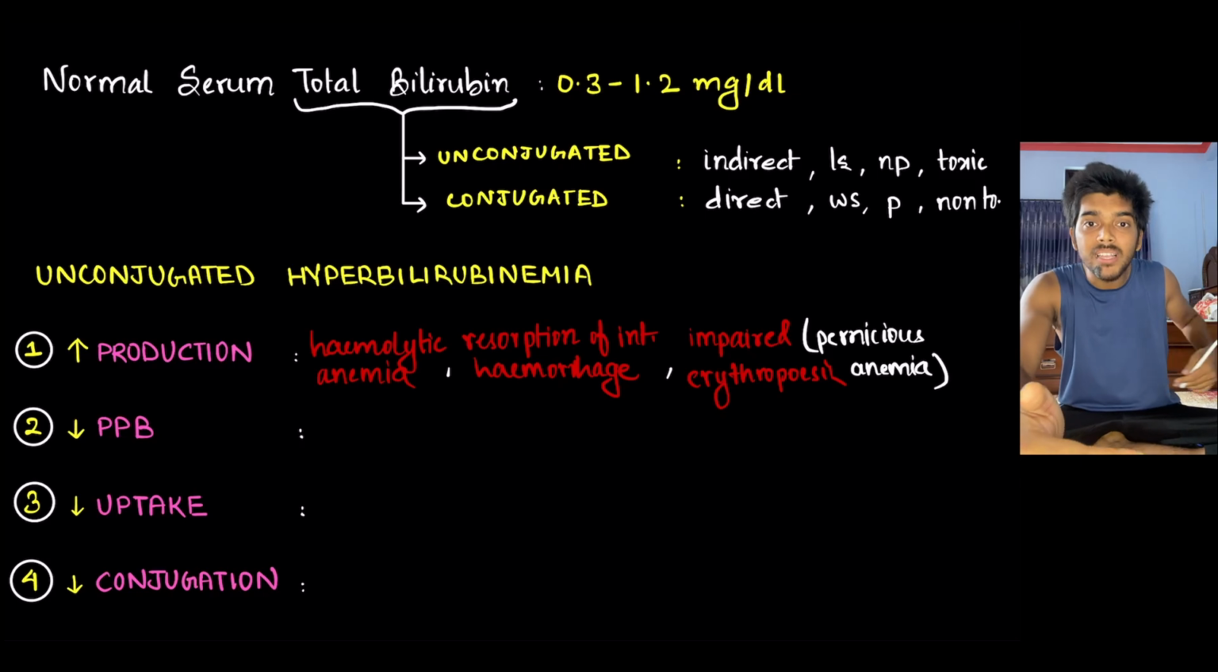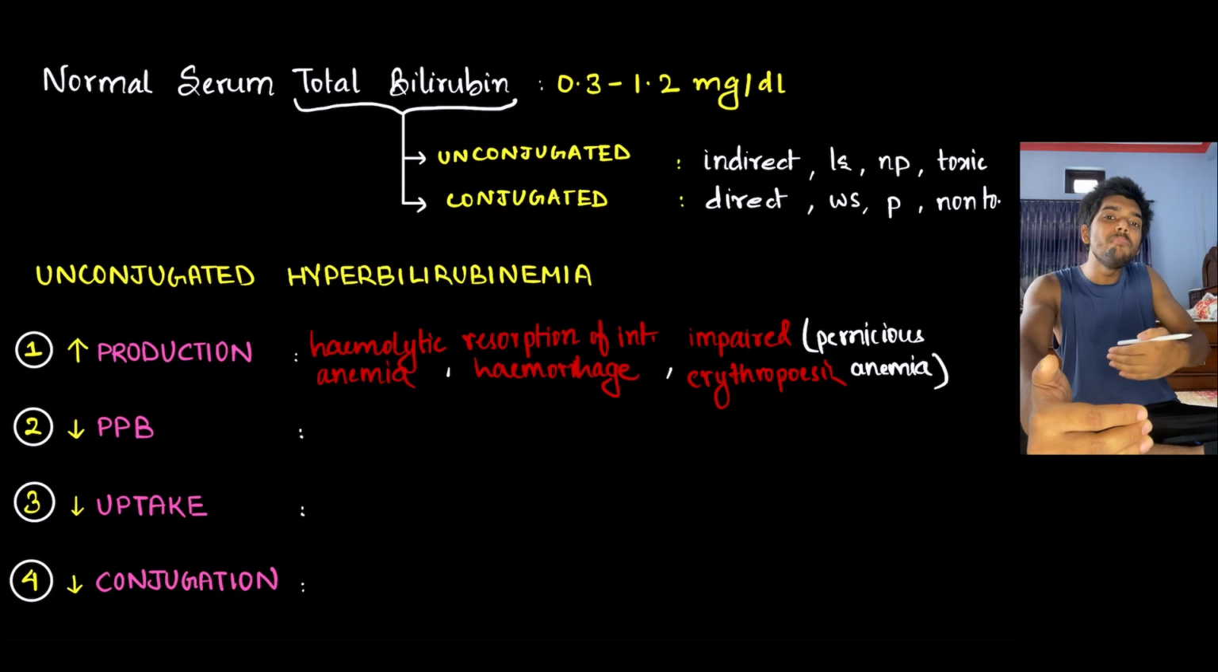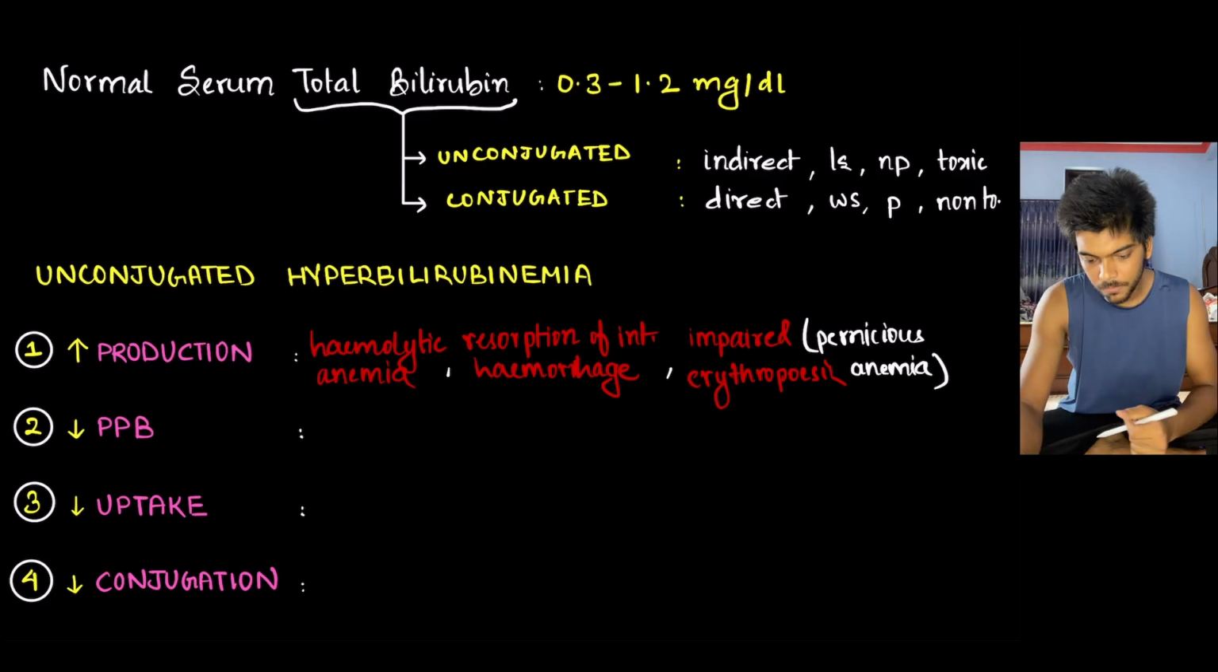Accelerated erythropoiesis, but subsequently increase in the destruction of immature RBCs as well, and increase in the production of unconjugated bilirubin as well. Okay. Second, decrease in plasma protein binding.